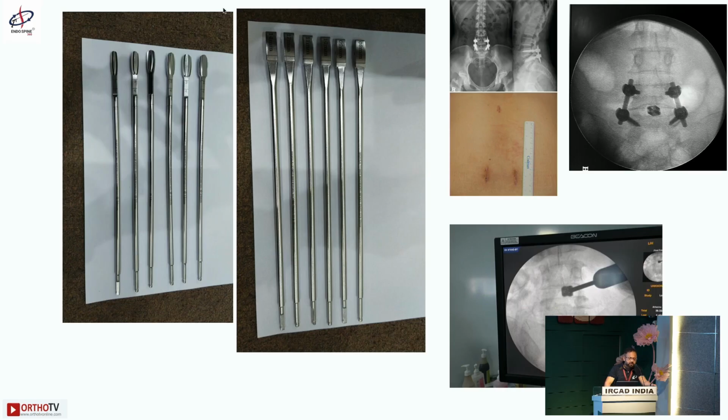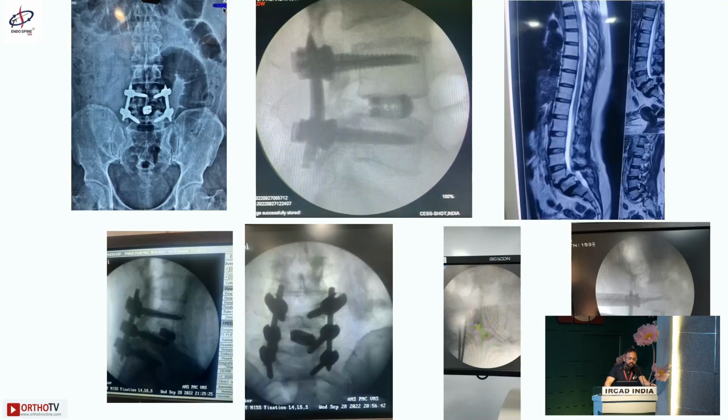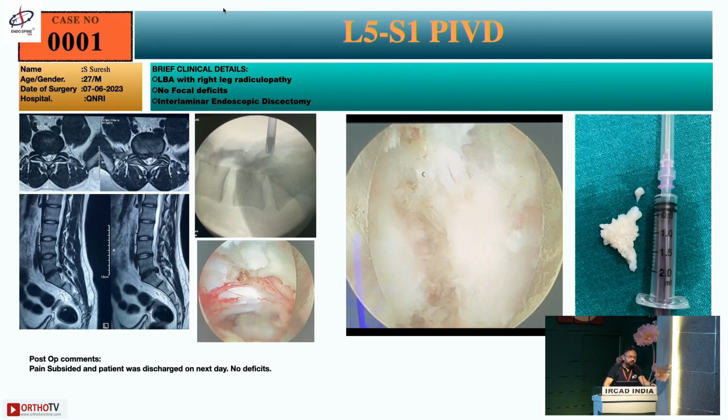So these are special instruments, how we are able to do monoportal fusions. So I want to discuss the evolution of endoscopy techniques, how we started. I started with a simple interlaminar discectomy of a right-sided paracentral disc herniation.